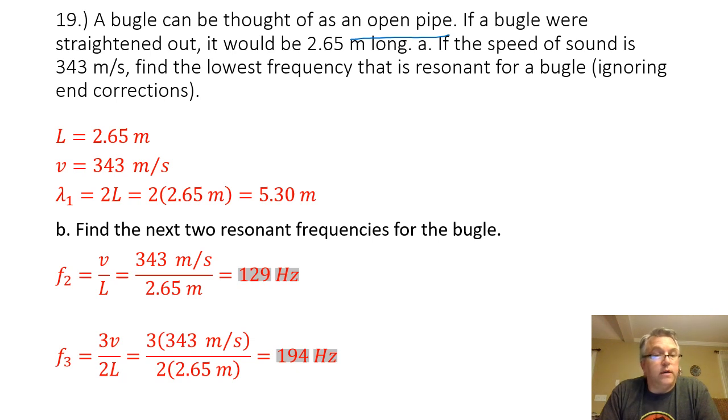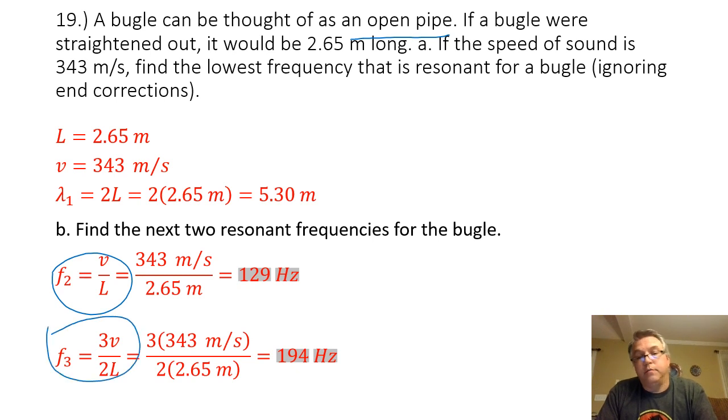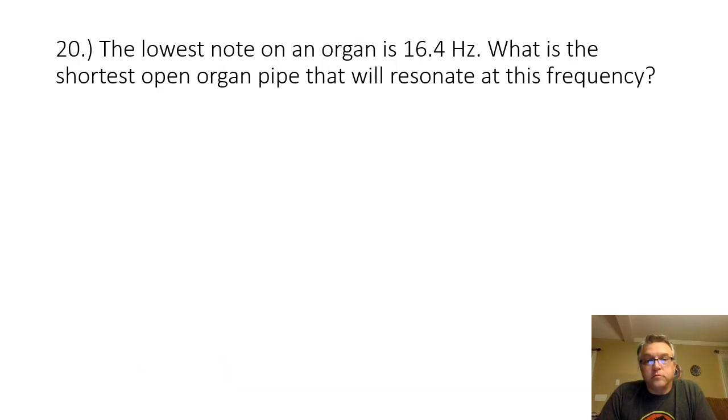To find the frequency of our third harmonic, I know that is equal to 3 times the velocity divided by 2 times the length. And remember, these two formulas here are going to be straight off of the PowerPoint. That is going to equal 3 times 343 meters per second divided by 2 times 2.65 meters, and that will give me a third harmonic frequency of 194 hertz.